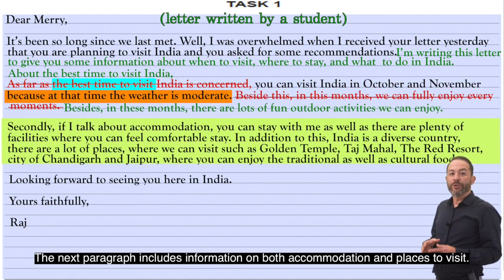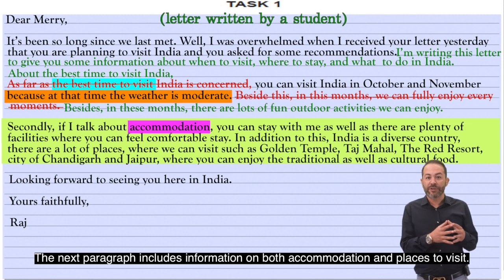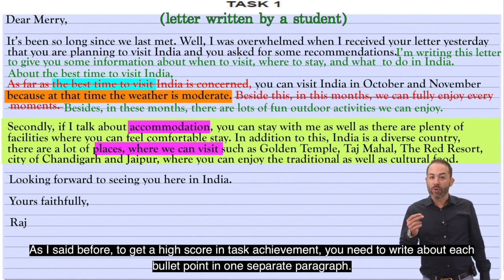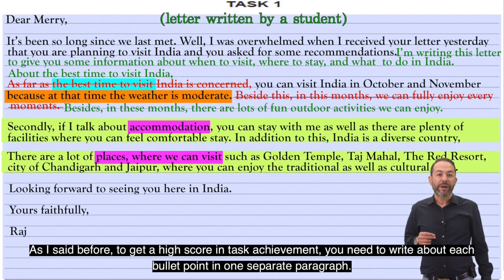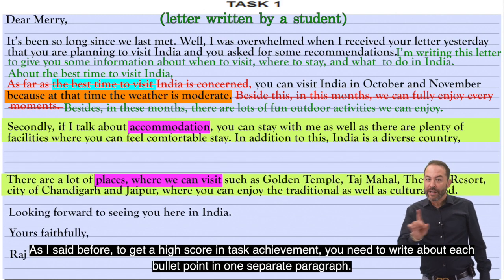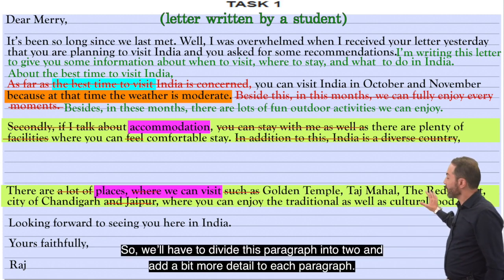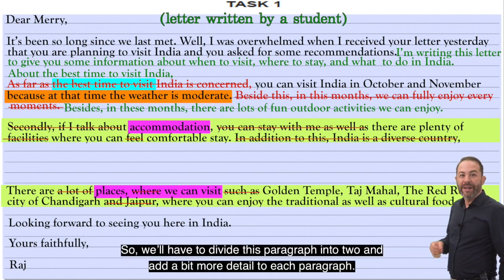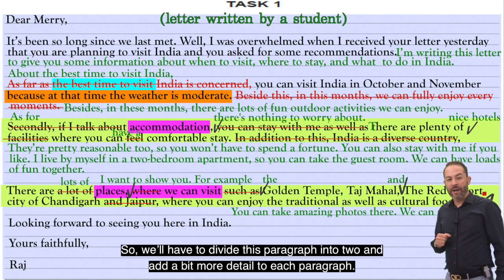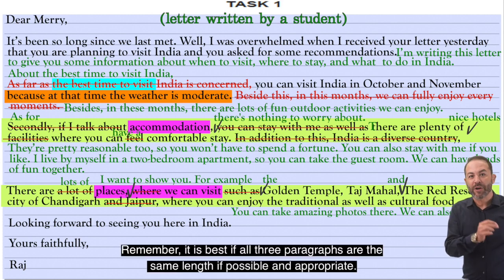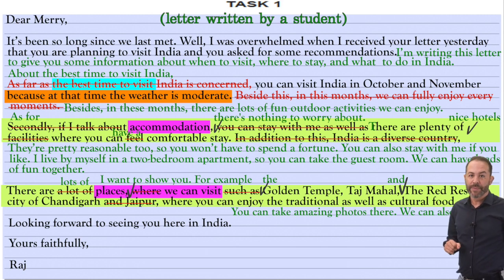The next paragraph includes information on both accommodation and places to visit. As I said before, to get a high score in task achievement, you need to write about each bullet point in one separate paragraph. So we'll have to divide this paragraph into 2 and add a bit more detail to each paragraph. Remember, it's best if all 3 paragraphs are the same length, if possible and appropriate.